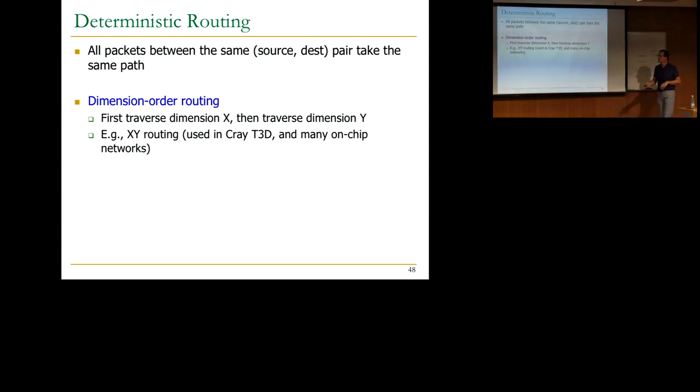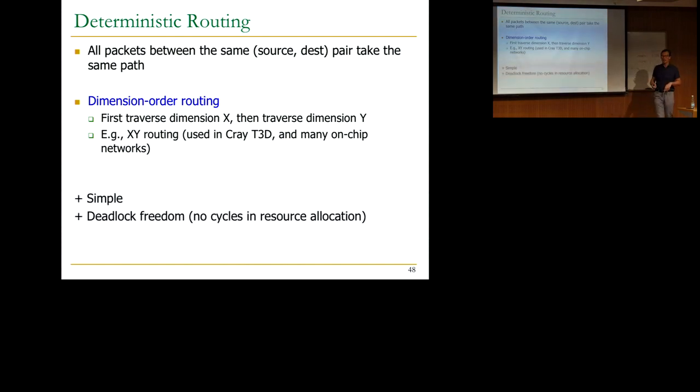It also is deadlock-free, which is a good benefit of it, because there are no cycles in resource allocation. We're going to talk about deadlock also, because if you actually have cycles in resource allocation, you may run into a state where all of the buffers are occupied, and you need to place this packet in a buffer, but there's no buffer available, so you run into deadlock, and you cannot move in the network. So if you're not careful in your routing algorithm, you can run into deadlock in the network. And people have developed a lot of different theories to get rid of that deadlock.